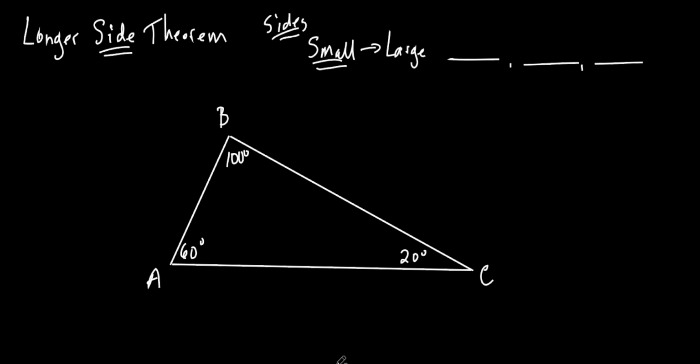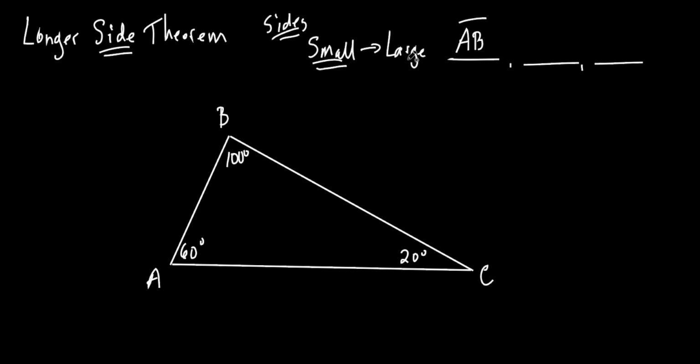So how do you think I find the smallest side? I look for the what? The smallest angle. Which one's the smallest angle? C, angle is 20 degrees. So which side is opposite the smallest angle? This side right here, AB. So AB is the what? It's the smallest side.